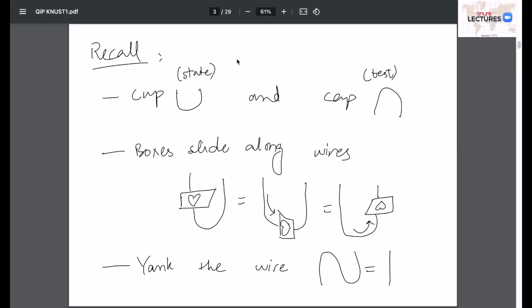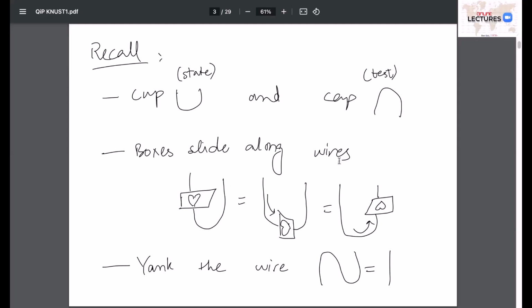So first, let me remind you about the cup state and the cap test. The cup state we represent like this, and you know that we read all the diagrams from bottom to top. And I hope you have seen the traditional mathematical representation of the cup state. And the dual of the cup state is something called a cap test or a cap effect.